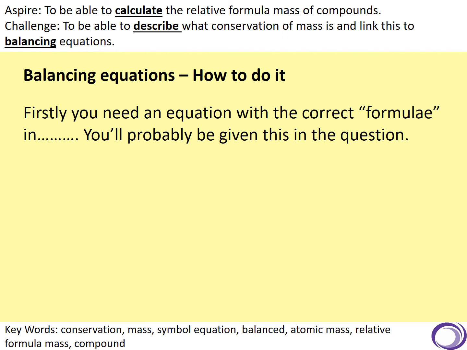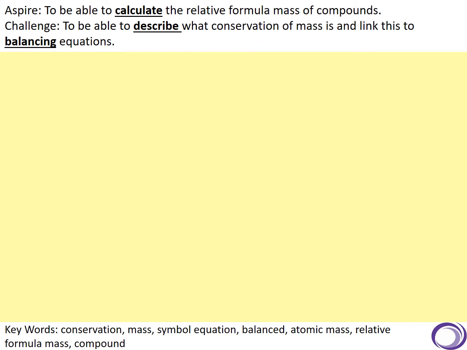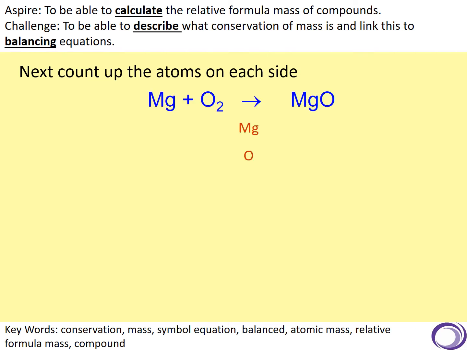So, first of all, when we're balancing equations, we need an equation with the correct formulae in it, and you'll probably be given this in the exam question. So, for example, Mg plus O2, arrow, MgO. The magnesium plus oxygen turns into magnesium oxide. Then all you do is list the atoms that are involved on each side of the arrow. So we know we've got magnesium and oxygen atoms. Then we count up what's happening on each side of the arrow.